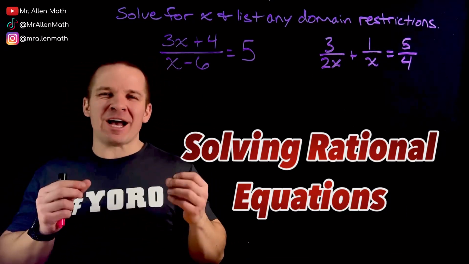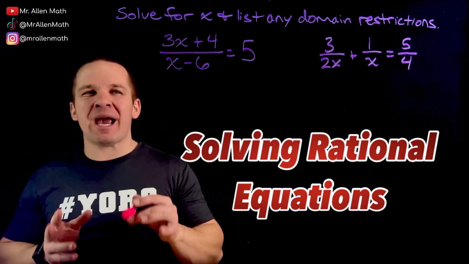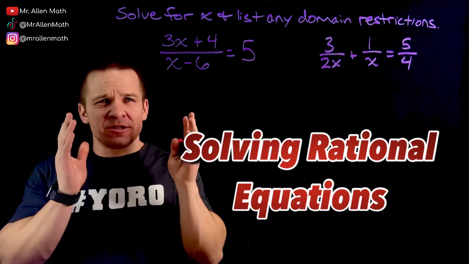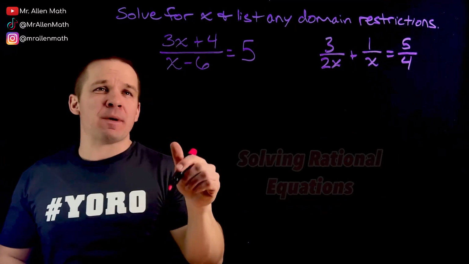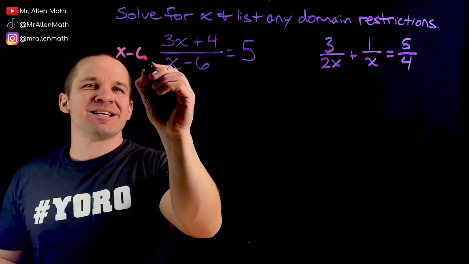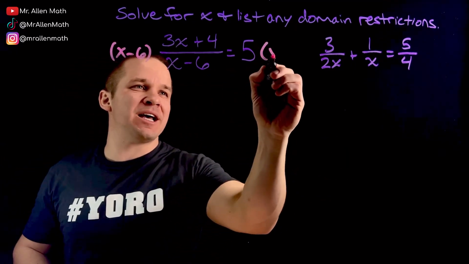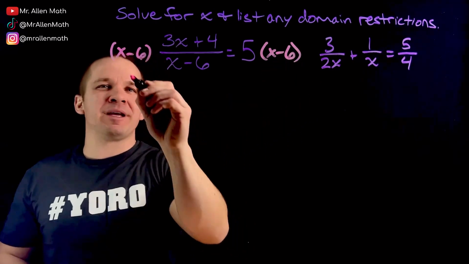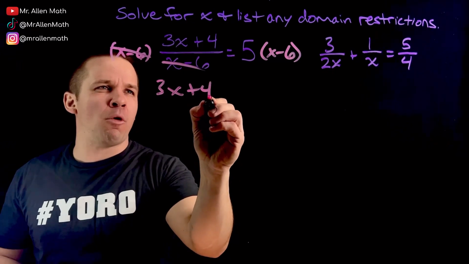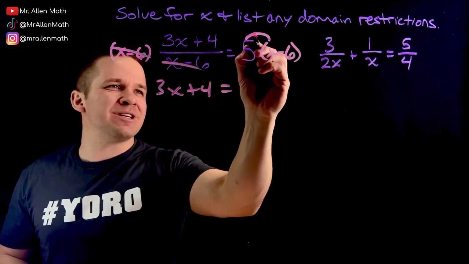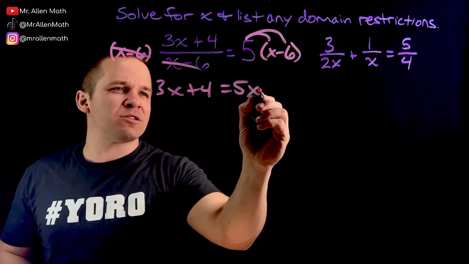We're about to solve these rational equations, and we're going to list some domain restrictions along the way. All right, now this first one here, domain restriction, x cannot equal 6. I'm going to solve this by multiplying by x minus 6 on both sides so that the division and multiplication cancel each other out. And I've got 3x plus 4 equals, I have to distribute this 5 in to get 5x minus 30.